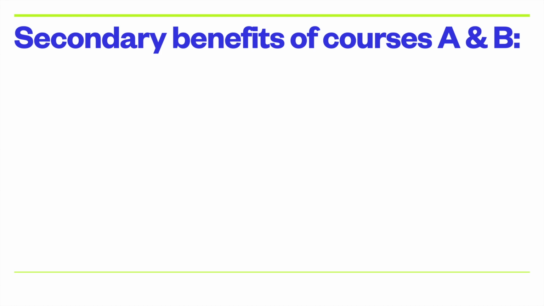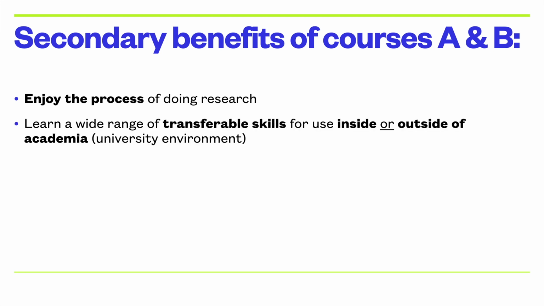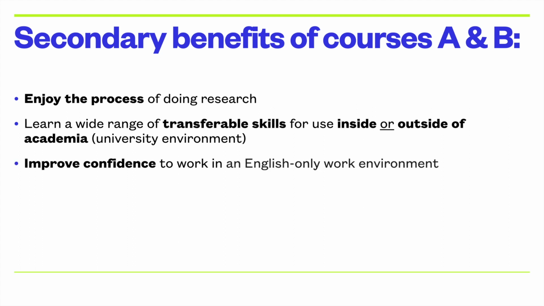Secondary benefits of courses A and B include you'll better enjoy the process of doing research. You can learn a wide range of transferable skills for use inside or outside of academia. You'll have the skills that employers want, such as clear and concise writing, better English speaking skills, be able to deliver an effective presentation, better collaboration skills, etc. And another benefit is improved confidence to work in an English-only work environment if needed.